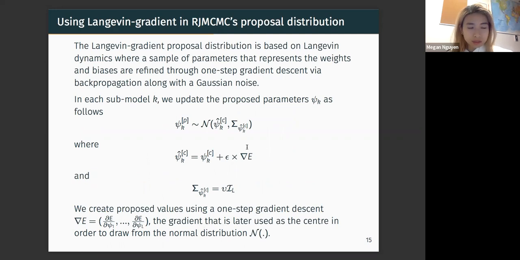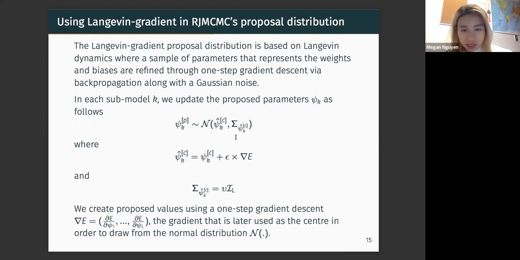So besides using the new jumps in the different architecture, we also look at using a Langevin gradient proposal distribution in order to help improve the accuracy as well as the efficiency of our training process. The Langevin gradient proposal distribution is based on Langevin dynamics, where the weights and the biases are refined through one-step gradient descent via backpropagation along with Gaussian noise. So the idea is that for each submodel, if I want to propose new parameters for my next submodel, I will be using my current parameters, and the distribution for the proposal will be a normal distribution.